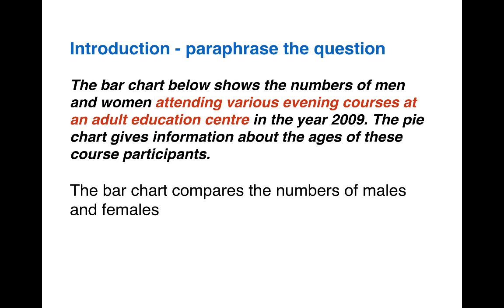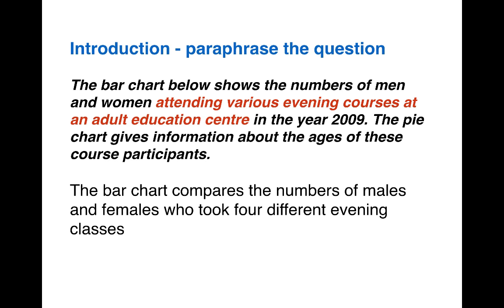Attending various evening courses at an adult education centre. I've put who took 4 different evening classes. So instead of attending, I've put who took, and I've missed the part about adult education centre. We don't really need that. And I've put evening classes instead of courses. In the year 2009, in 2009.